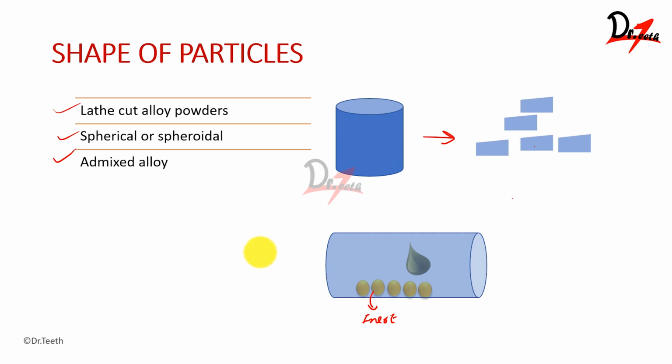And then we have the admix, which is the combination of different shapes. So that's about the shape of the particle. We have the lath cut, spherical or spheroidal, and we have admixed. Am I pronouncing this correctly? If I'm not pronouncing this correctly, I'm sorry for that.